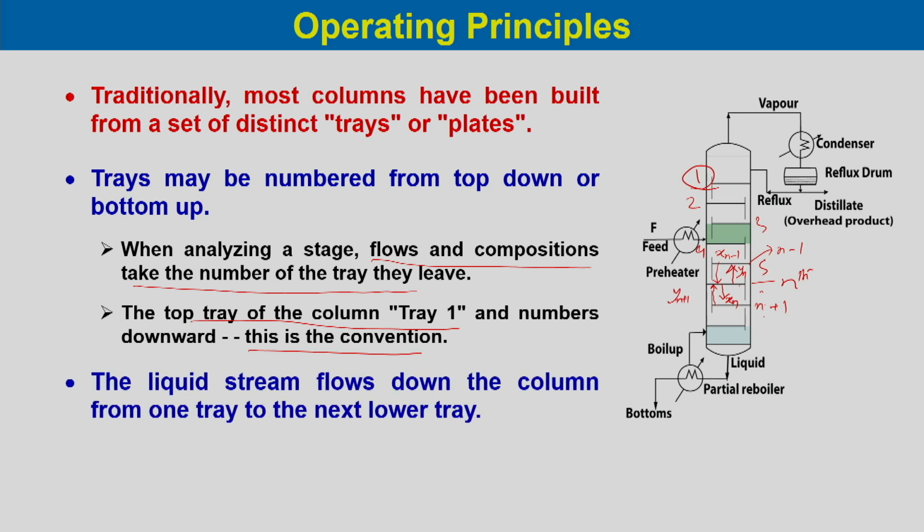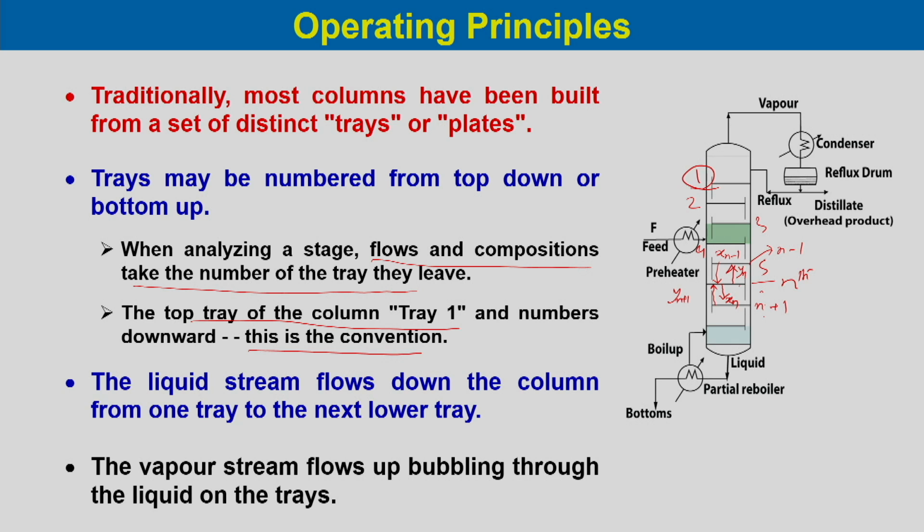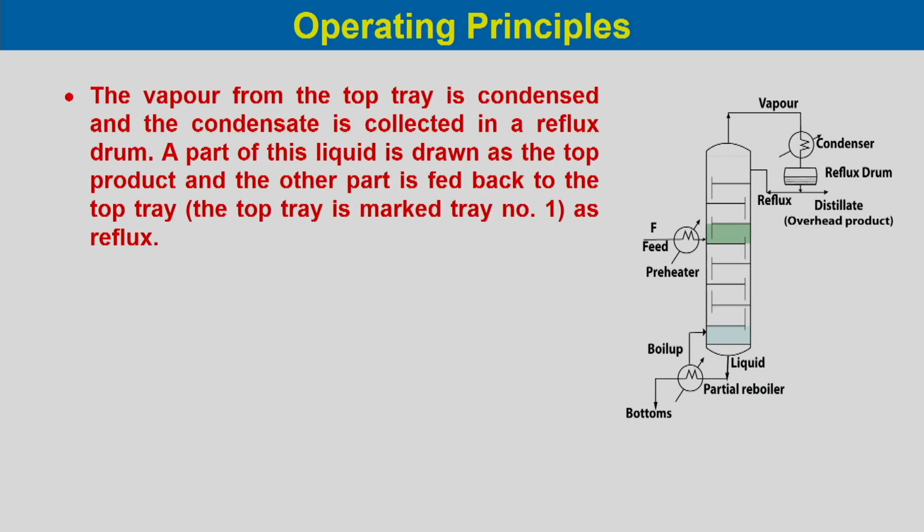The liquid stream flows down the column from one tray to the next tray, and the vapor flows up, bubbling through the liquid on the trays. Now, the vapor from the top tray is condensed and the condensate is collected in a reflux drum. You can see the vapor coming at the top of the column, there is a condenser here and a reflux drum over here. So, you condense the vapor with the condenser and then it goes to the reflux drum.